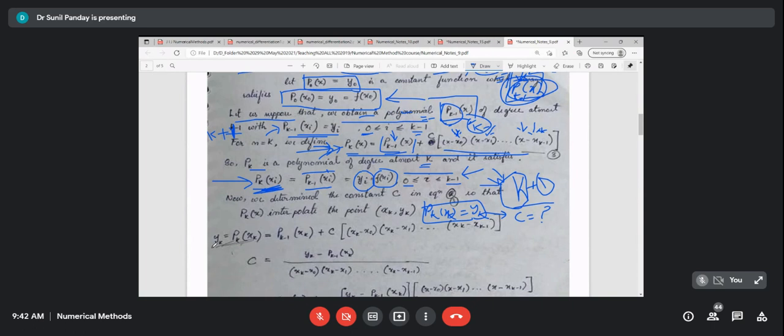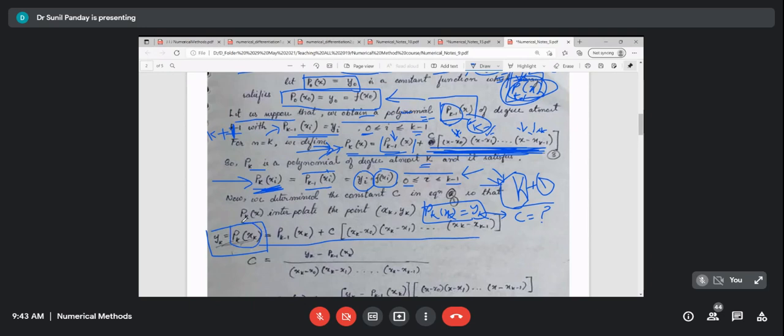So we have assumed that pk of xk equals yk. Everywhere I have substituted x equal to xk in equation 3. Here it is pk minus 1 of xk, here pk of xk, and here, in multiplication, c into (xk minus x0), (xk minus x1), up to (xk minus xk minus 1), like this you are having.